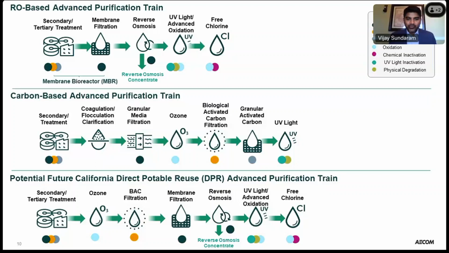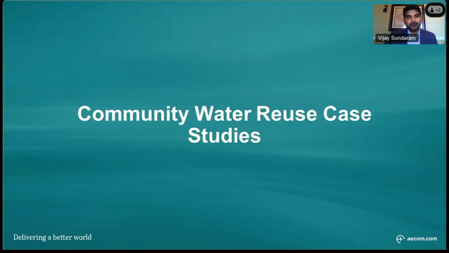The last one: we are having a hearing in California tomorrow on DPR. DPR rulemaking is happening right now. One of the thoughts is to have ozone biofiltration in addition to reverse osmosis if there are DPR projects in California. It's in the works. There's a commenting period happening right now. We will see where it goes through our rulemaking in our state.